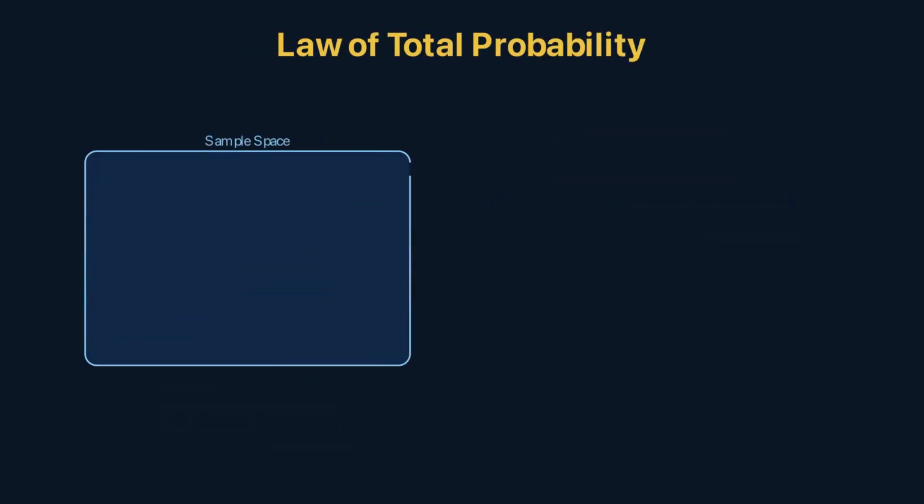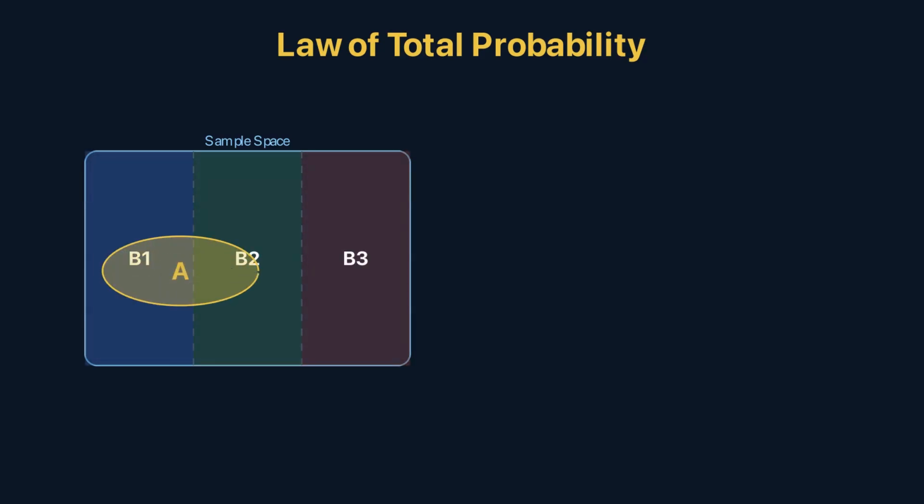The law of total probability decomposes P of A into exhaustive scenarios. P of A equals P of A given B1 times P of B1 plus P of A given B2 times P of B2, summed over all partitions.